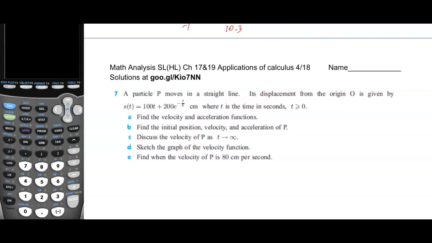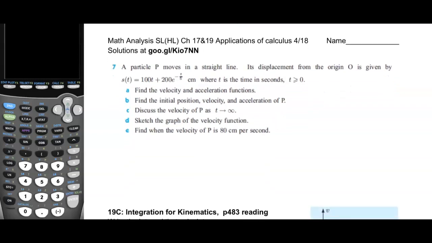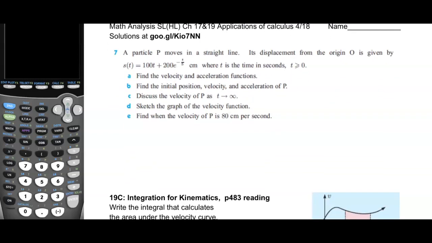Page 4 of Applications of Calculus Kinematics. Number 7, a particle P moves in a straight line. Its displacement from the origin O is given by this function, something new, an exponential function, where t is the time in seconds, t is always positive. Find the velocity and acceleration functions.